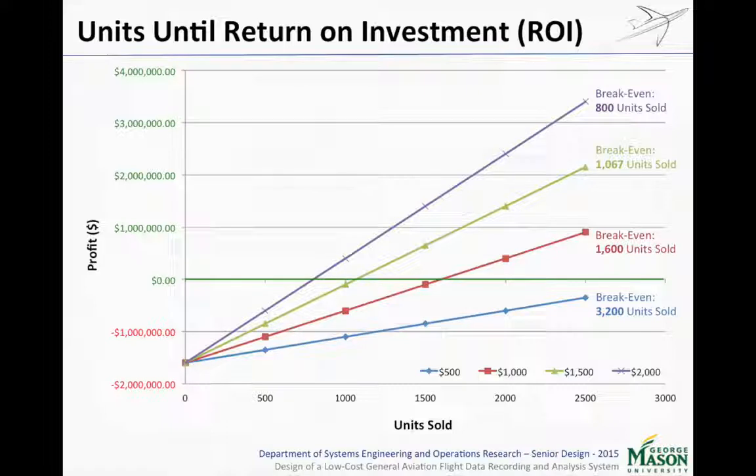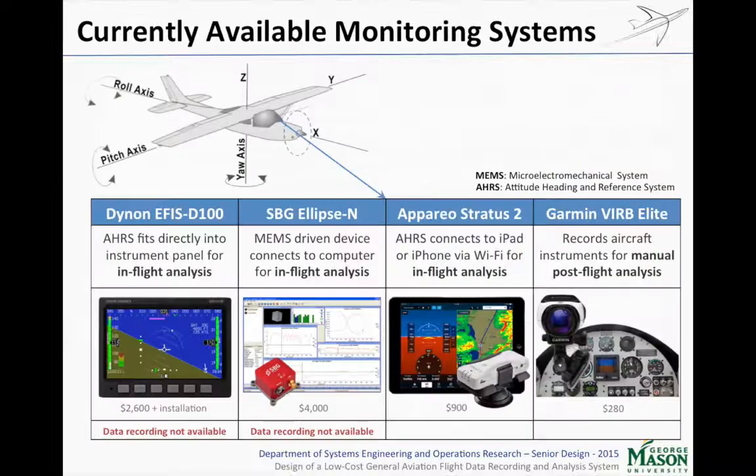So the more likely retail price point for this system is somewhere around $2,000, where an investor breaks even at 800 units and makes a pretty decent profit if we sell all 2,500. So who are these other retailers? Who are the other retailers in the market today?